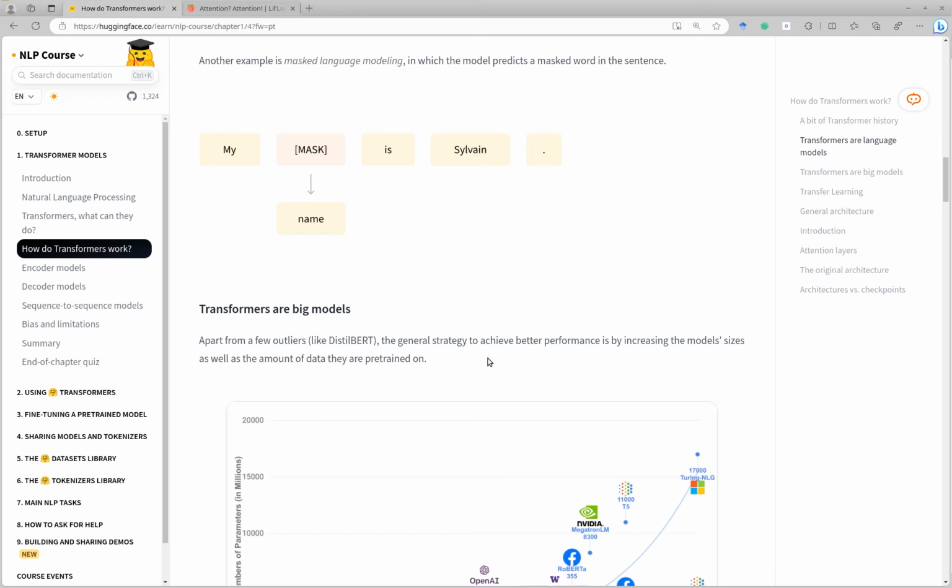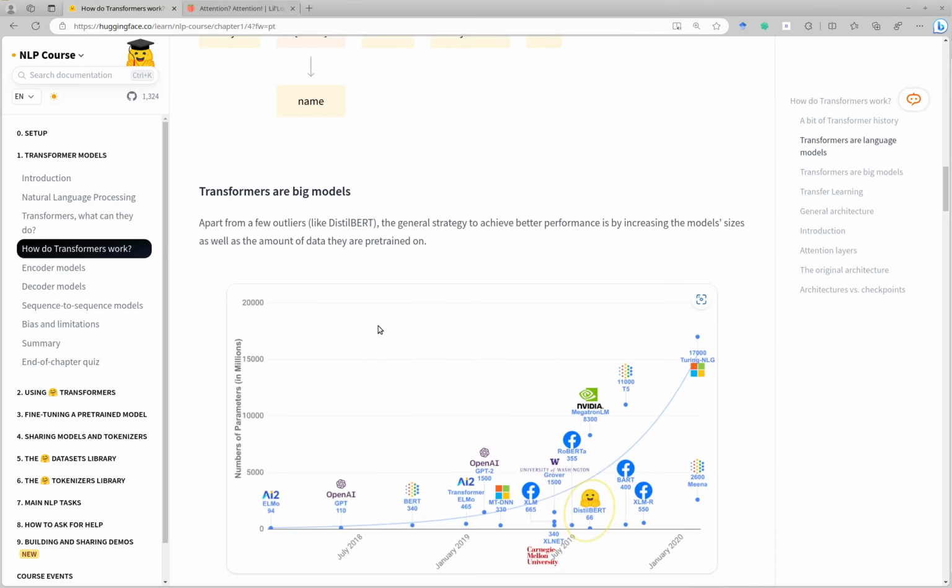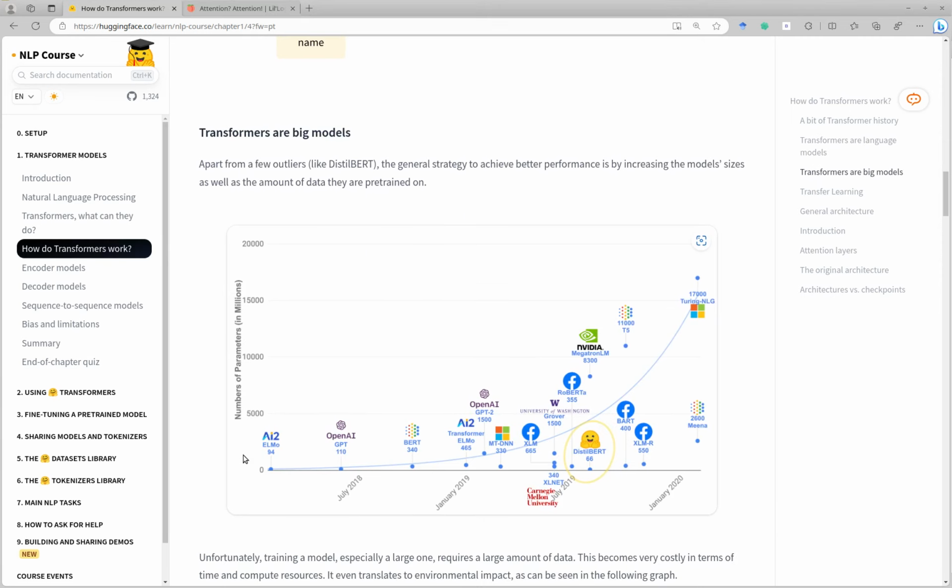Transformers are growing very rapidly. Now the number of parameters is reaching up to the trillions level, so they are rising very rapidly. And this is the graph that shows how the different models have evolved in terms of parameters.